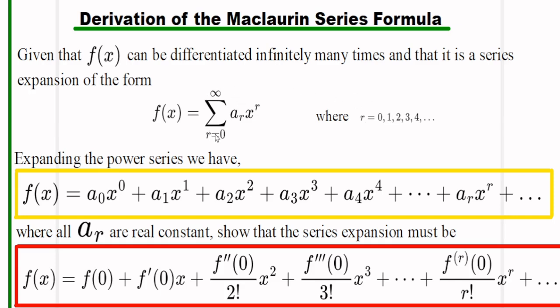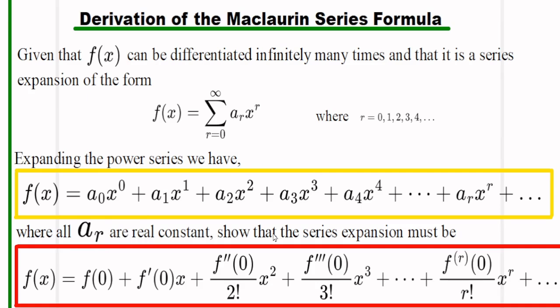So now expanding this power series, this summation r going from 0 to infinity. If we substitute r for this series to be 0, 1, 2, 3 down to infinity, we should be having a function of x to be equal to a0 x raised to the power 0 plus a1 x raised to the power 1 plus a2 x raised to the power 2 plus a3 x raised to the power 3 down to infinity. Now, where all the a_r, that is, when I mean a_r, I'm talking about a0, a1, a2, a3, where all of these are real constants.